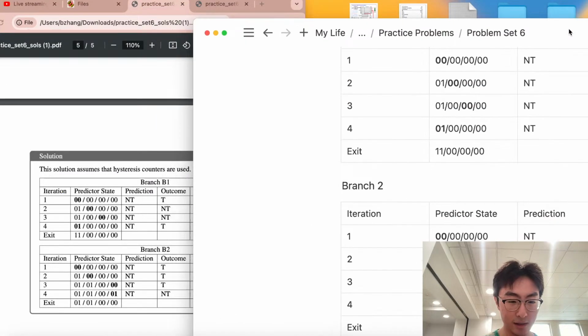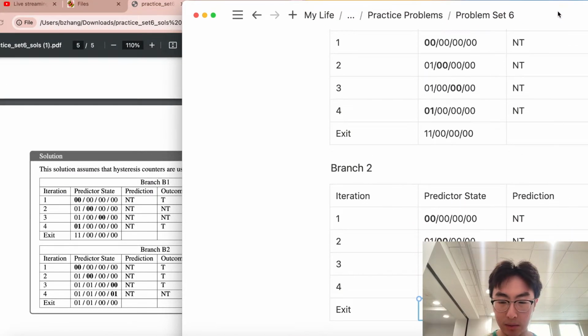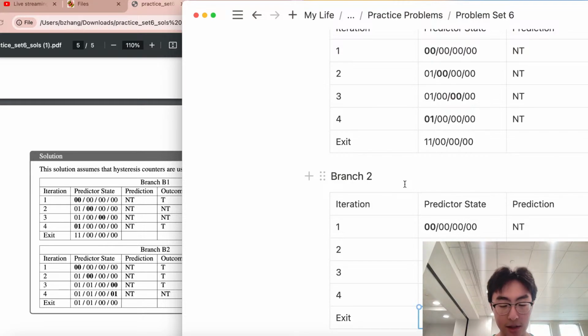Okay, let's see if this is right. So 0, 1, 1, 1, 0, 0. Yeah, I think it looks good.